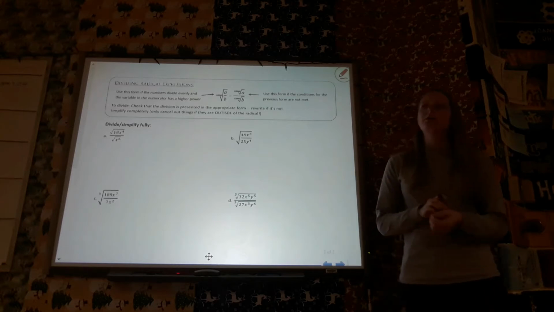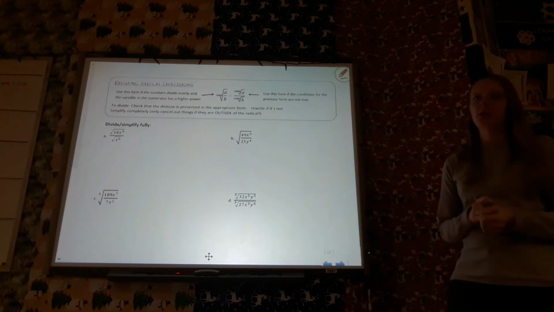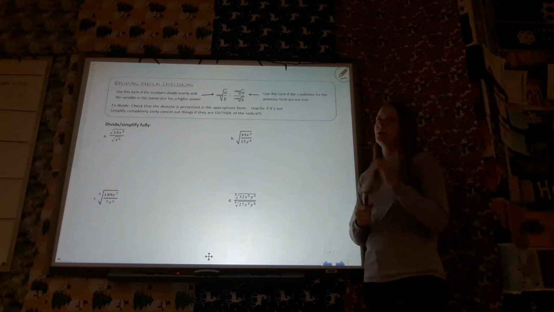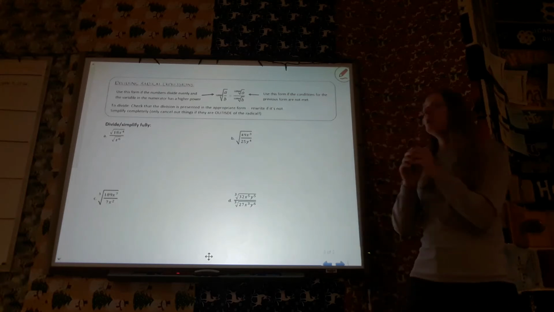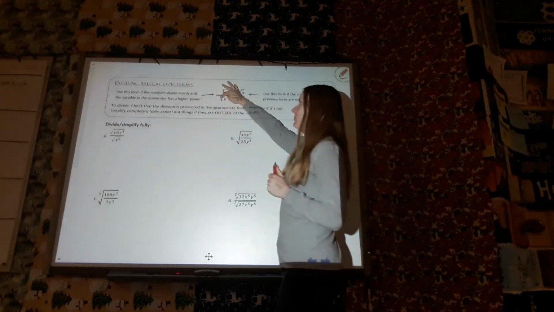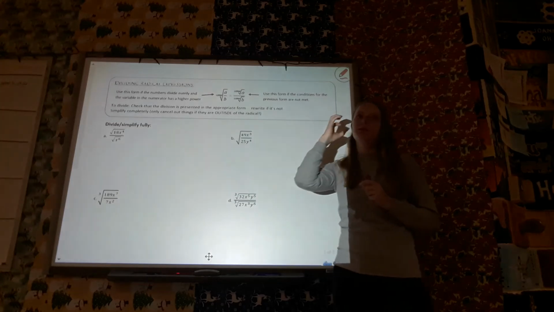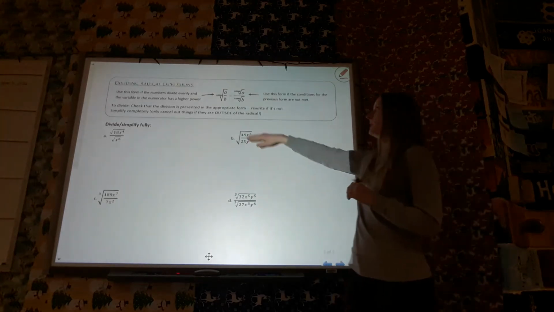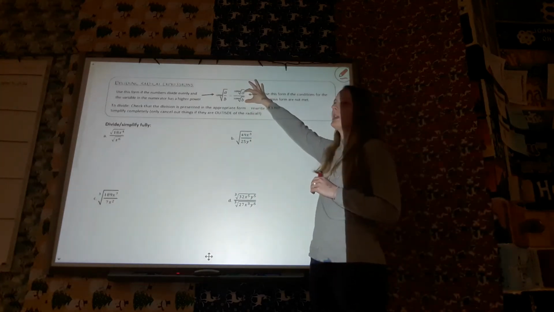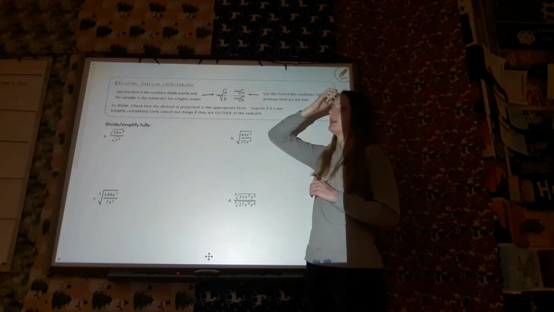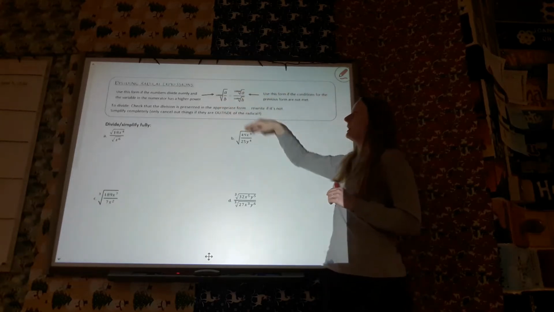So for dividing radical expressions, there are 2 different scenarios. I like to call them the full house and the split house. So we have the one on the left where it's one big radical with the entire fraction inside of just the one radical. And then we have this one where it's 2 radicals separate with the division sign in between them. So I call this full house, split house.